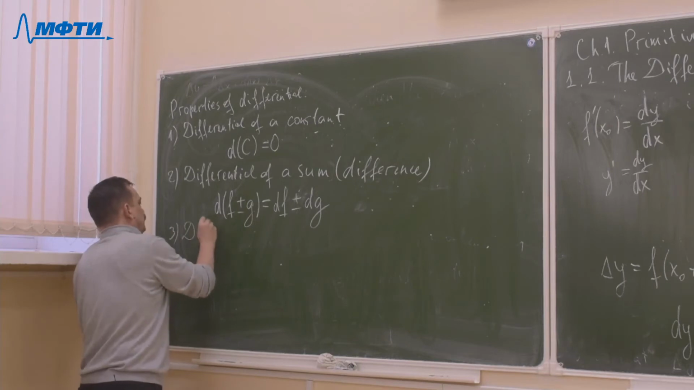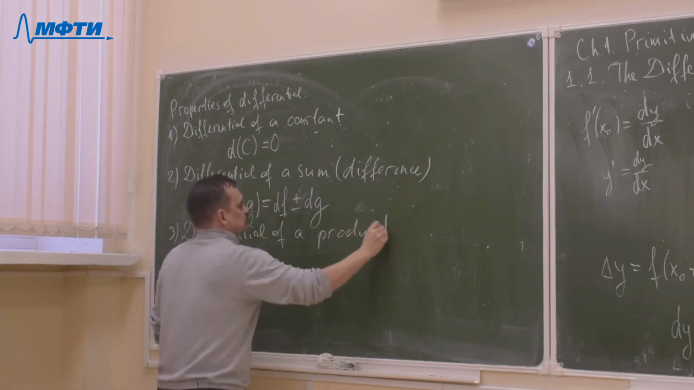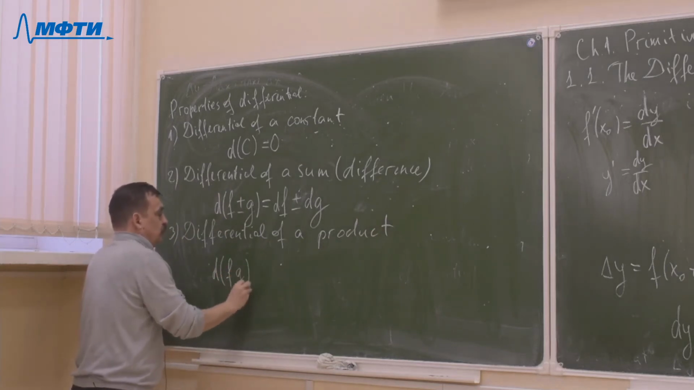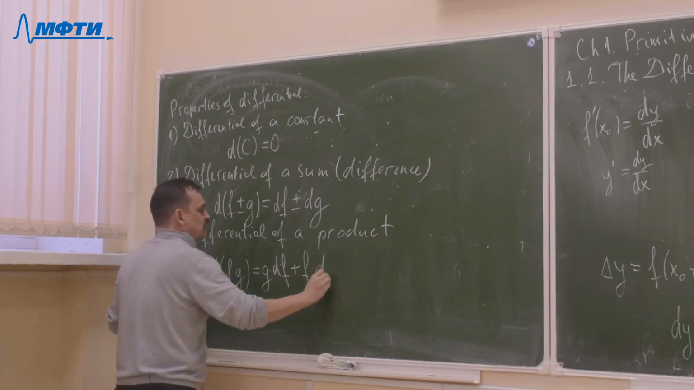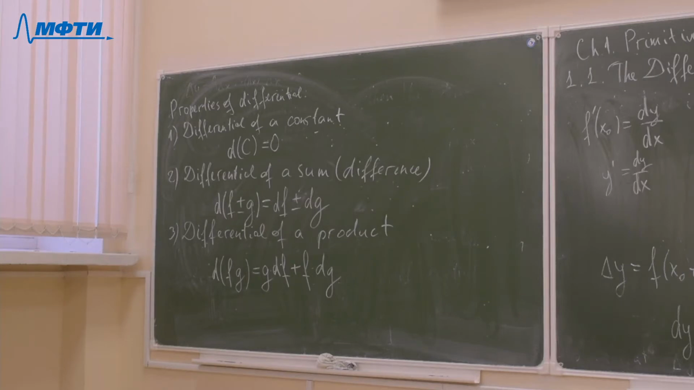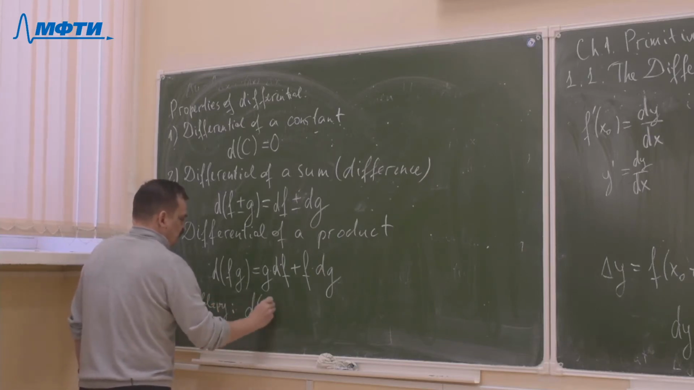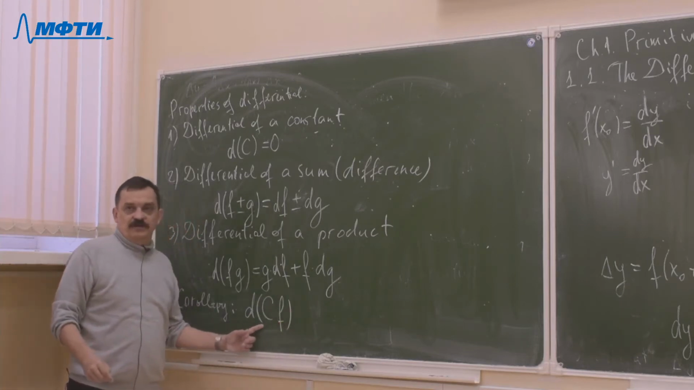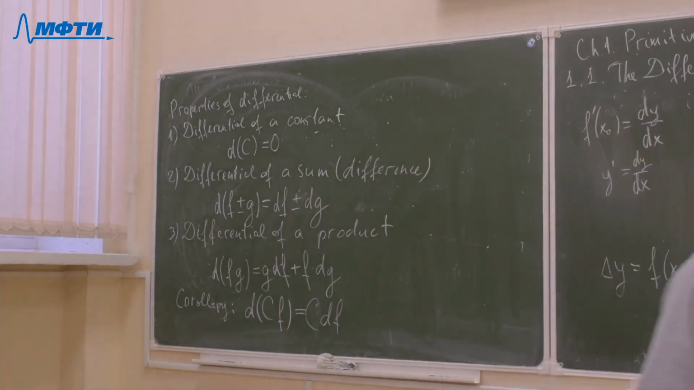Third, differential of a product. Here it is a little bit more complicated, because of the property of the derivative of the product: g times df plus f times dg, right? And maybe as a corollary, the differential of a product of a function by a constant is equal to the constant times the differential of f. So we have linearity of the differential. The differential is a linear operation with respect to functions.